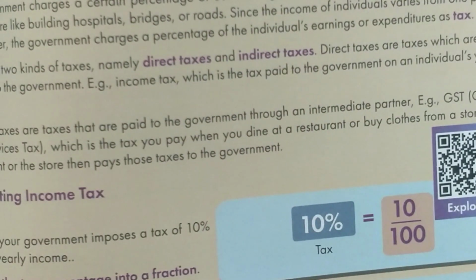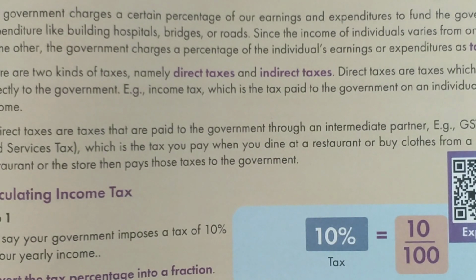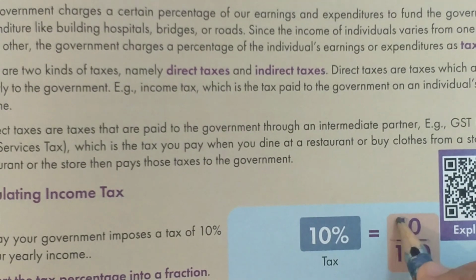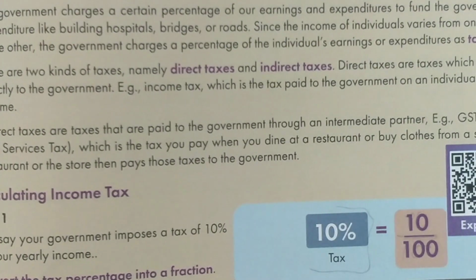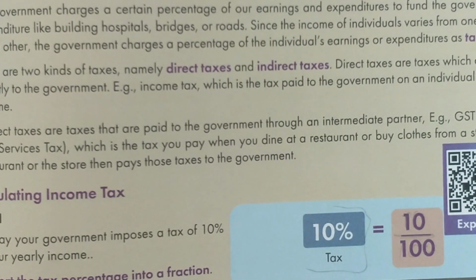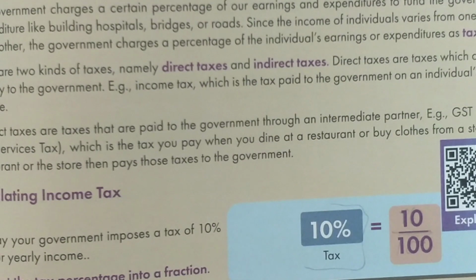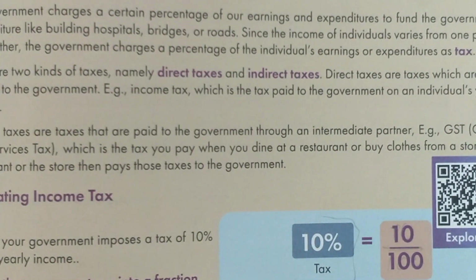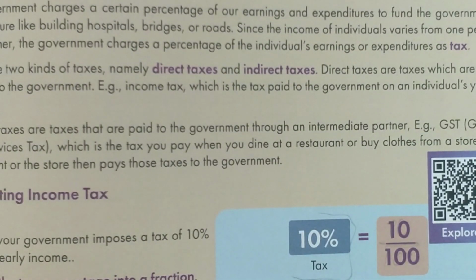Let's say the government imposes a tax of 10% on your yearly income. So out of 100% of your income, the government takes 10% as tax, okay? That's how you calculate tax. Let's say you earn 4 lakh per year, and find the amount that has to be paid as tax. It's 4 lakh into 10 by 100, which is 40,000, and that's it. That's how you calculate the income tax, by multiplying the fraction with your income or a particular amount.